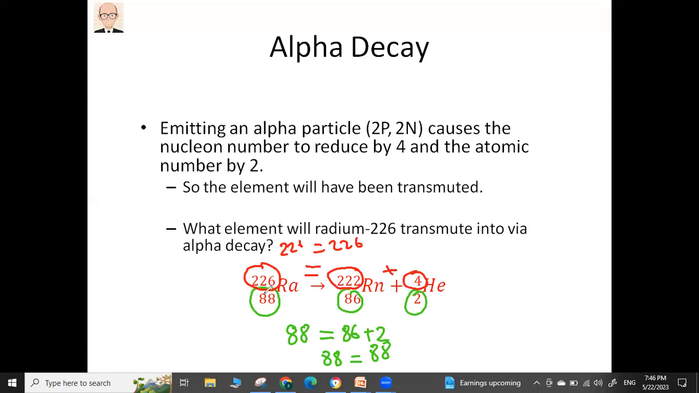Emitting an alpha particle causes the nucleon number to reduce by 4. Before the radiation, the nucleon number was 226, and after radiation, it is 222, so it is reduced by 4, and the atomic number is decreased by 2. It was 88 before radiation, but after radiation, it became 86, reduced by 2. So that is an example of alpha decay.